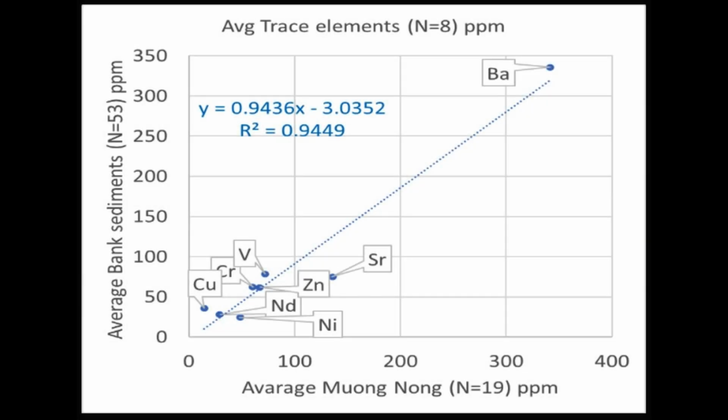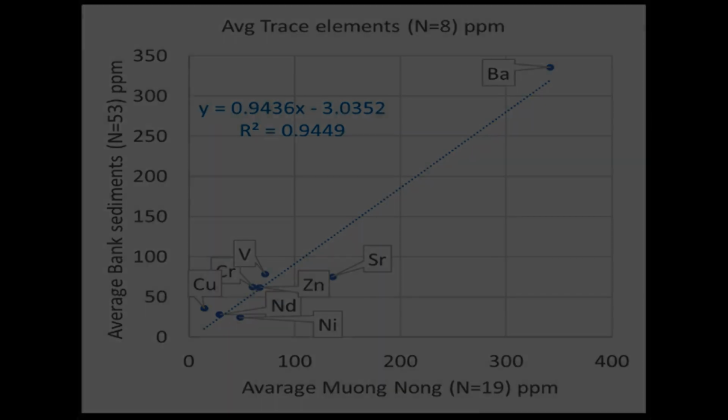Comparing the Mekong River bank sediments to available muong-nong trace elements gives an R² value of 0.9449. Almost as high a value as for major elements, indicating that bank sediments could be the precursors to muong-nong tektites.